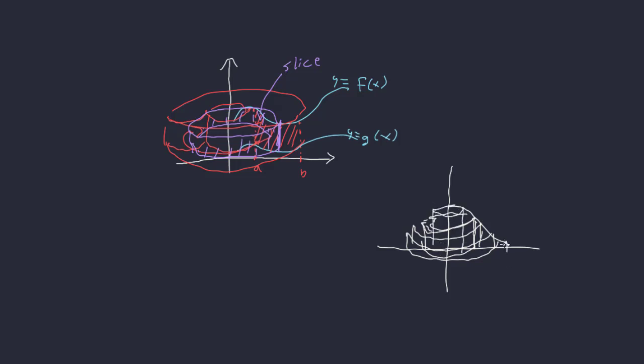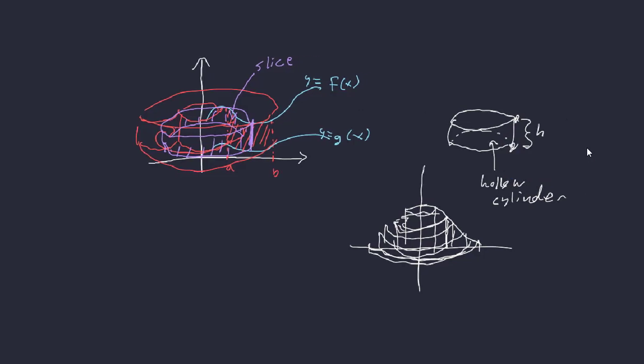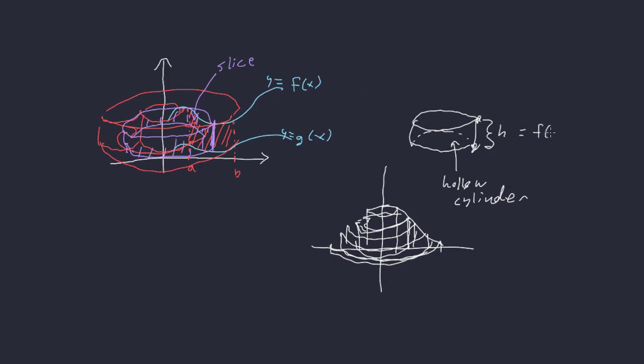A bunch of these paper cylinders. So each particular slice, this is still a slicing method, but each slice is going to be a hollow cylinder. And the height is going to be the difference between f and g. That's going to be f of x minus g of x.